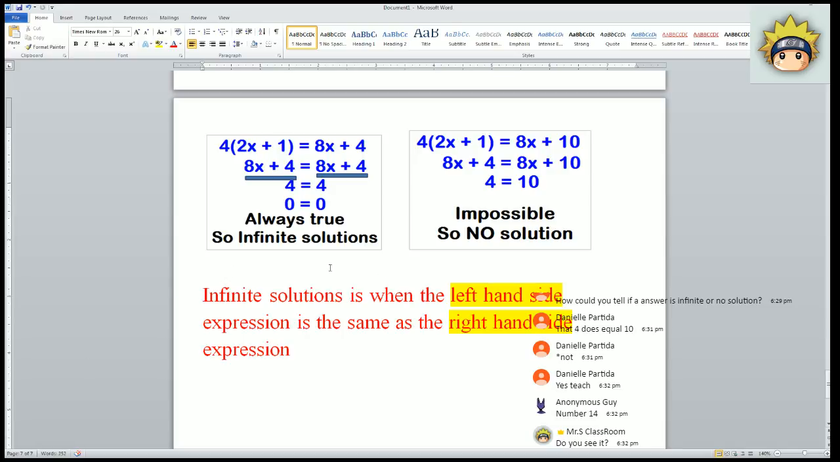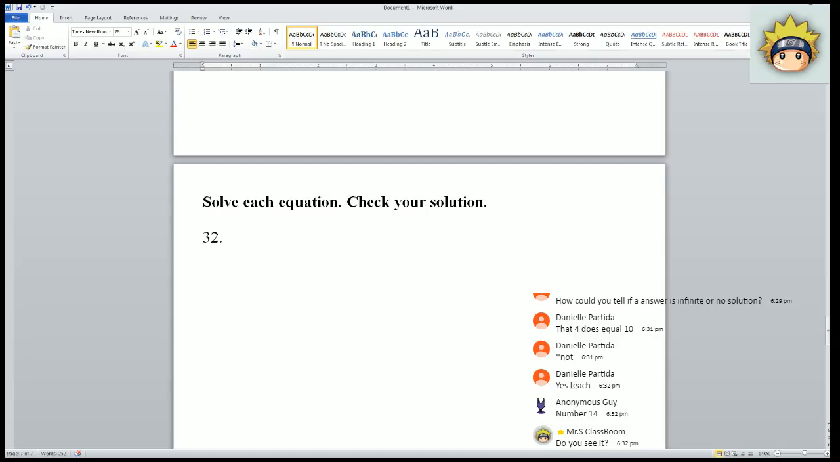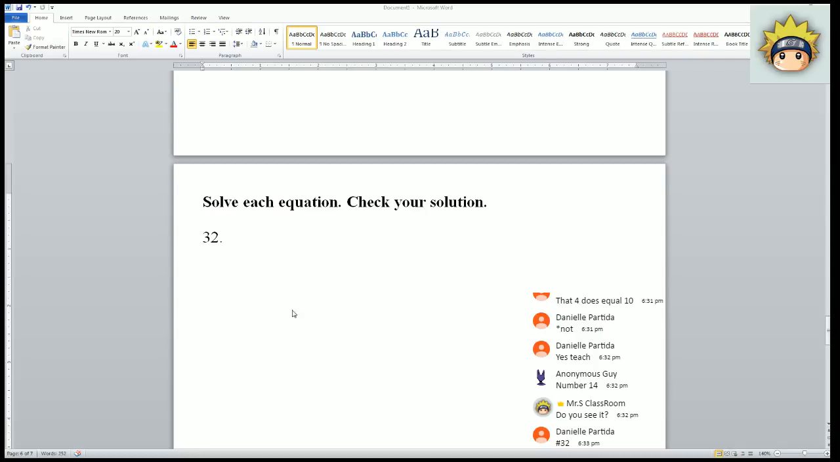Do you need me to show you number 32, or do you want me to go to number 14? Let's ask that to chat. You want me to show number 32 or number... Alright, so she says 32.